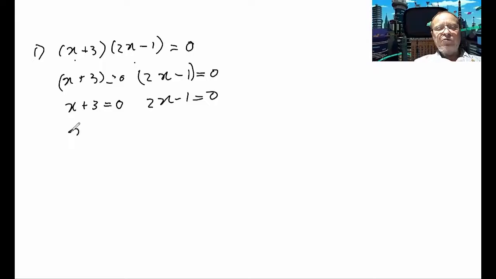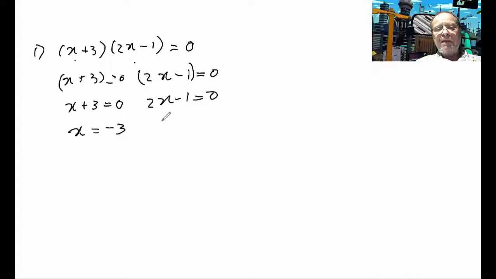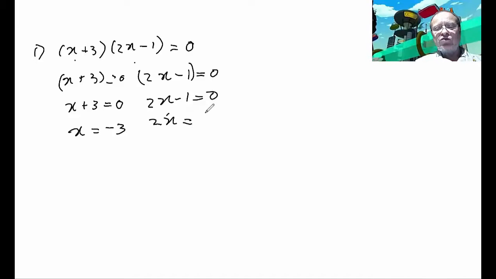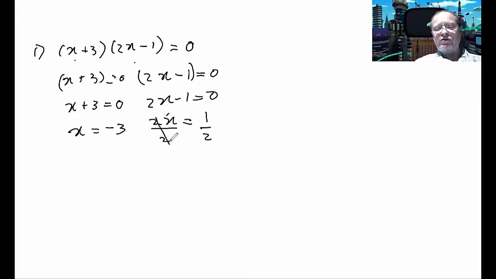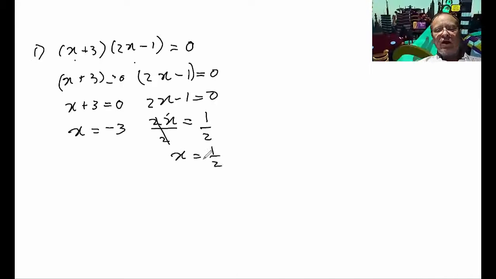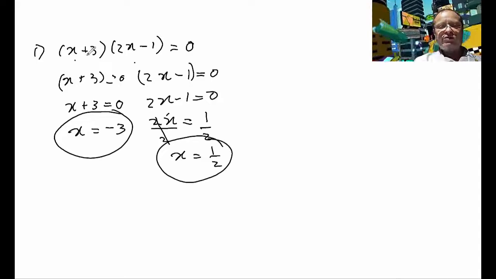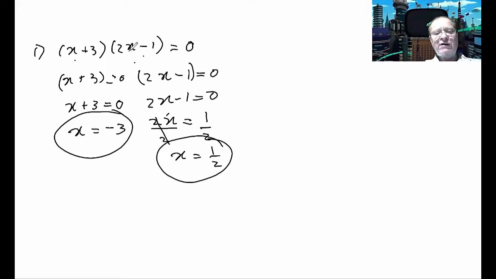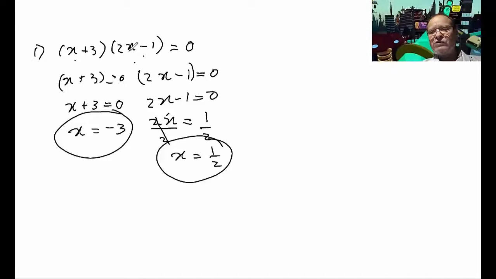So we end up with x is equal to negative 3. And in this one, we have 2x is equal to 1. Divide by 2, divide by 2. So x is equal to 1/2. Note that we have 2 answers because this was factored from a quadratic equation, which means that we have 2 solutions.